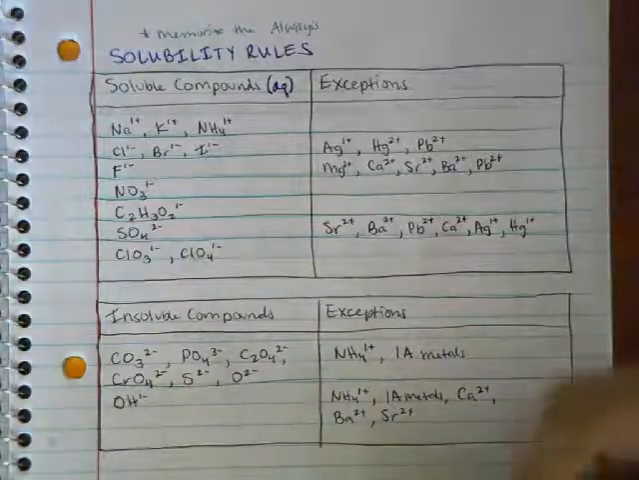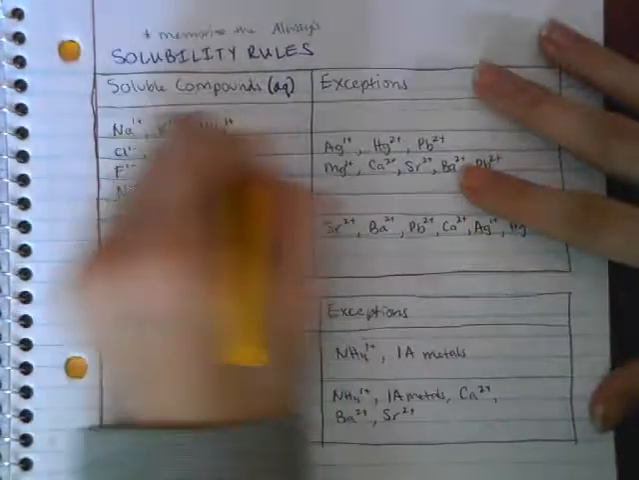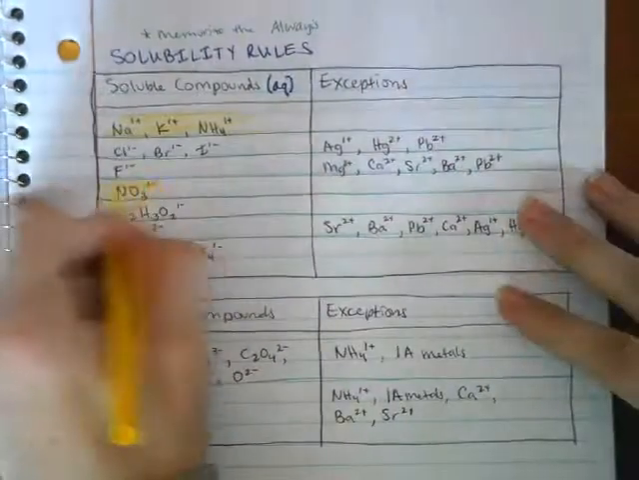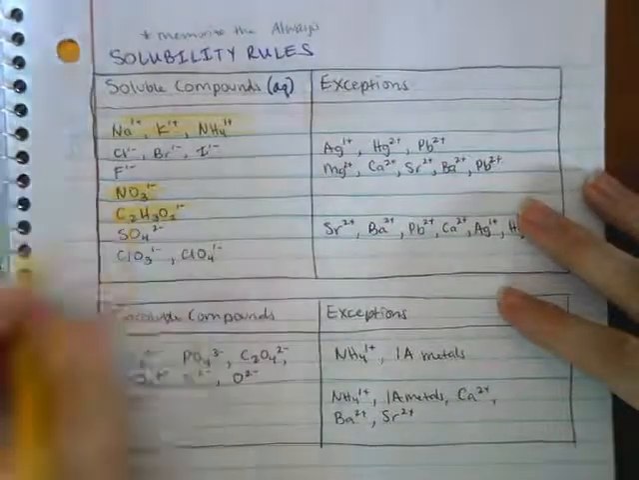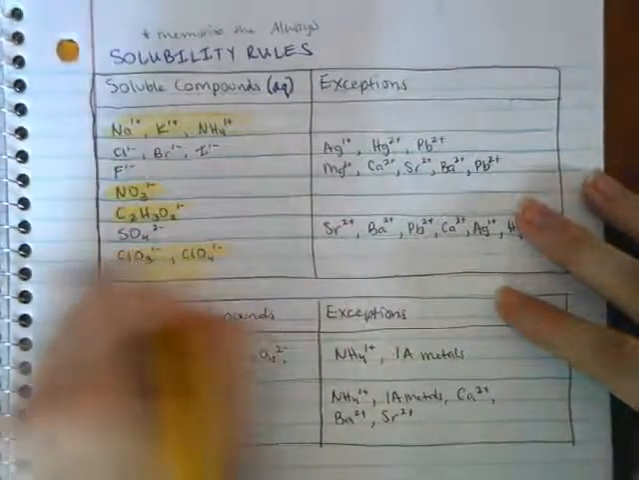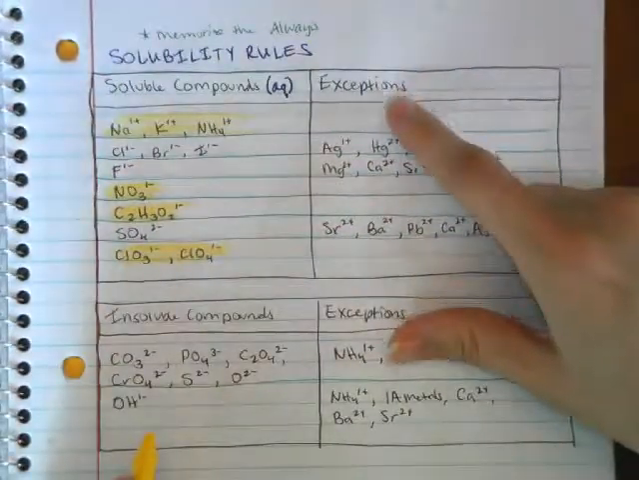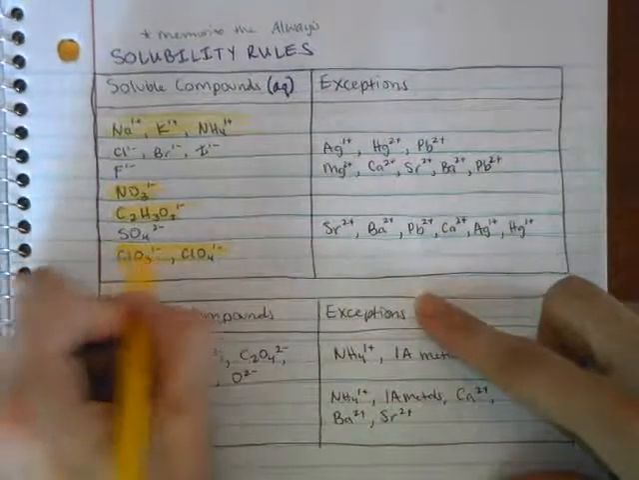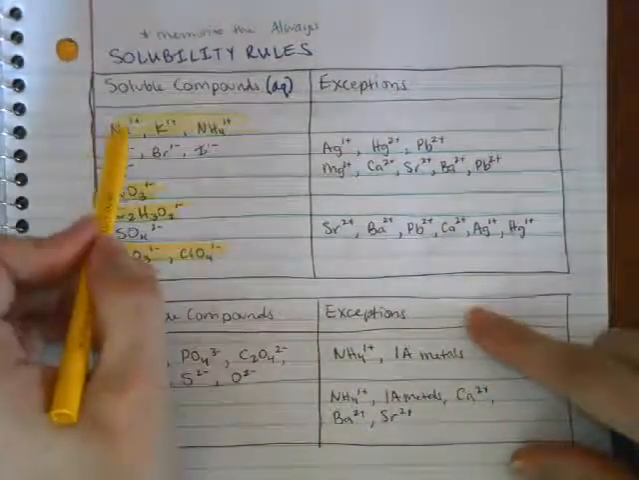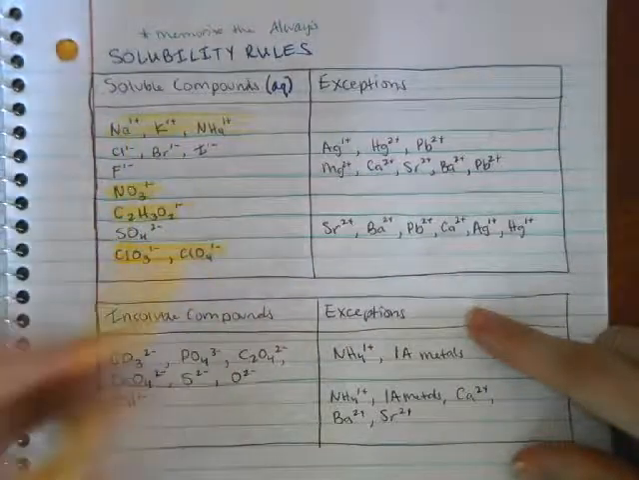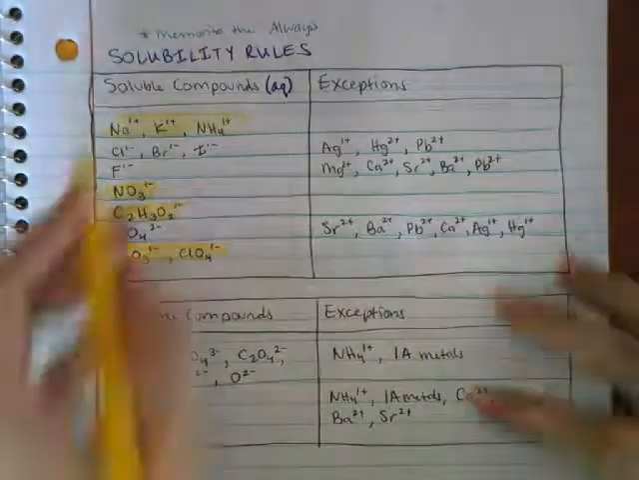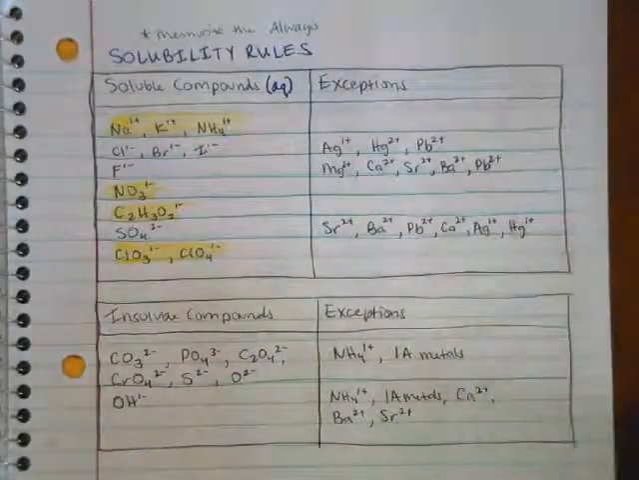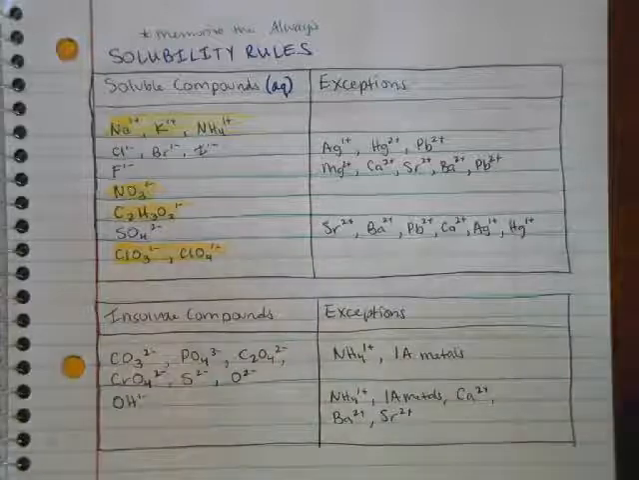There's a few of these. So these guys right here: sodium, potassium, and ammonium, nitrate, acetate, chlorate, and perchlorate. You'll notice that there's nothing over here on the exception side. What that means is if a compound contains one of these eight ions, I was going to say anions, but there's some cations here, then you know it's going to be aqueous without even having to think about it.